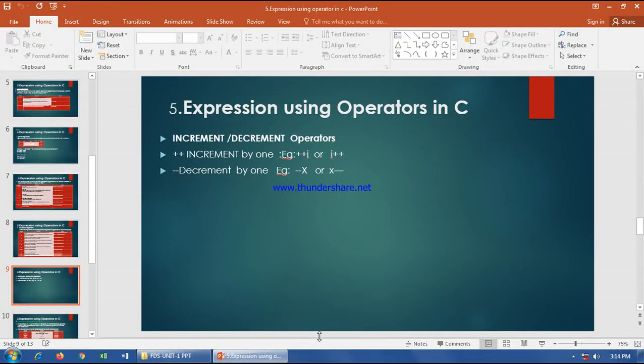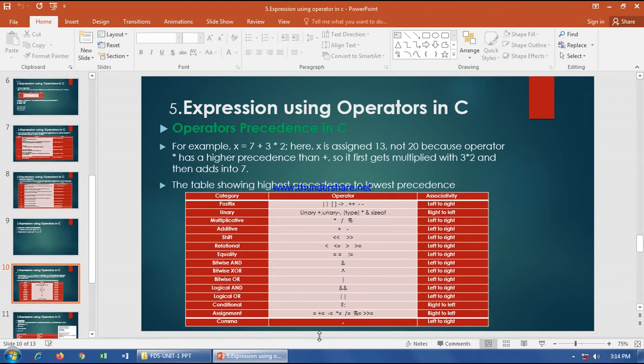Then the increment and decrement operators: plus plus is incremented by 1, for example plus plus I or I plus plus, that is incremented by 1. Minus minus is decremented by 1, meaning minus minus x or x minus minus. So these are the basic assignment operators in C, right?